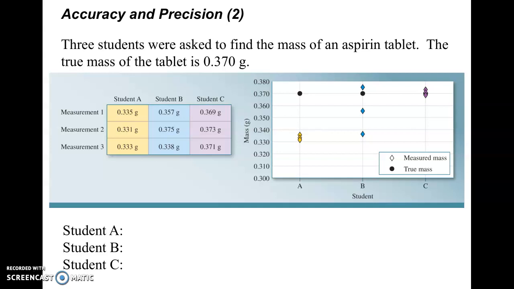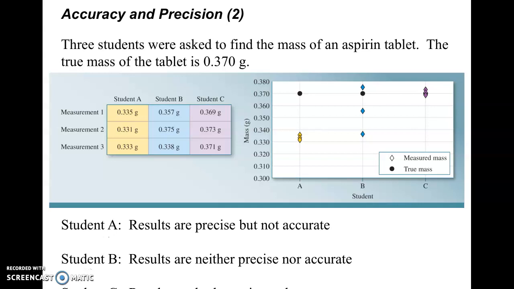Student A's are very close together, but they're not close to the known value. Student B's are pretty much all over the place, and they're not centered on the true value. But student C, all of their values are very close and right on top of the true value. So what you have is student A's results were precise but not accurate. Student B's were neither precise nor accurate, and student C, their results were both precise and accurate.